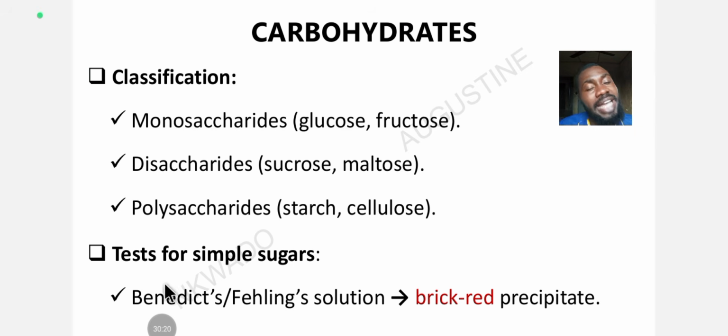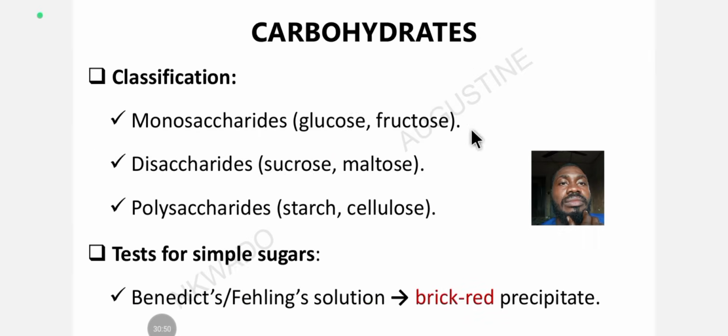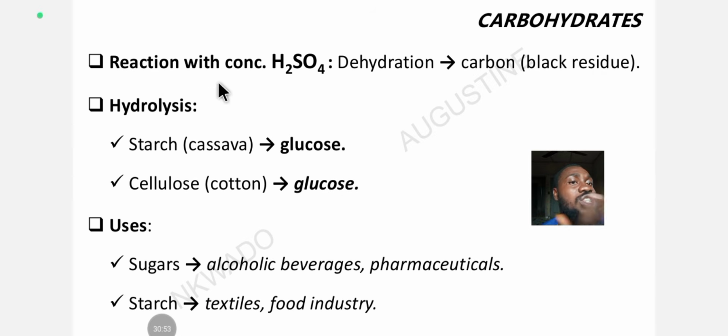The tests for simple sugars include Benedict's and Fehling's solution. These 2 reagents are used to take the test for simple sugar. Both of them give brick red precipitates. If you add simple sugar to both solutions, they give brick red what? Precipitates. What is the reaction of carbohydrate with concentrated tetraoxosulphate 6 acid?